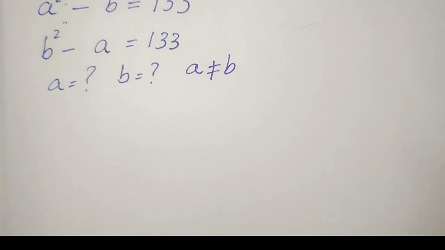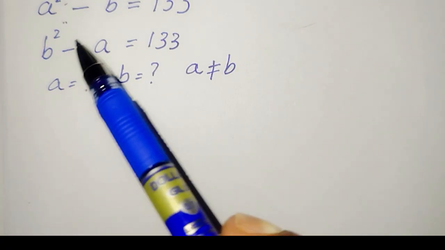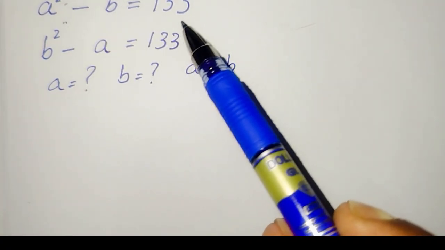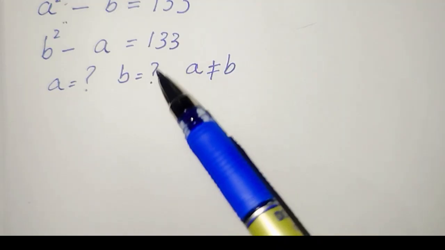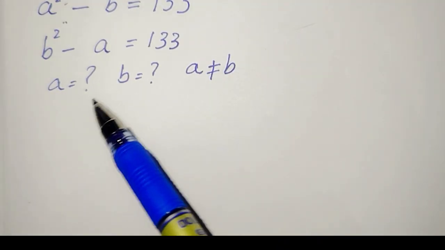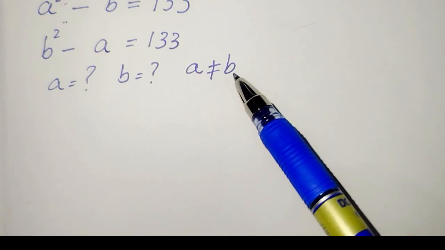Hello everyone, here we got another mathematical problem to be solved. Here a square minus b equals 133, b square minus a equals 133. And we have to evaluate a and b as well, where a does not equal b.